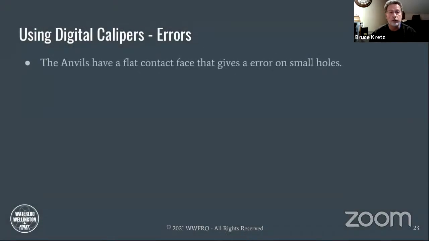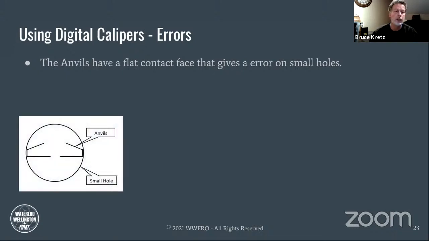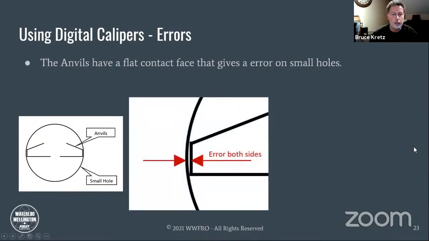Some errors that creep in. The anvils have a flat contact face that gives an error on small holes. In this picture, we can see the anvils on both sides of a small hole. And I don't know if you can see it. Let's zoom in. Where the anvils contact, there is a slight gap right here. And that is a measurement error. It's on both sides, so it's ×2.